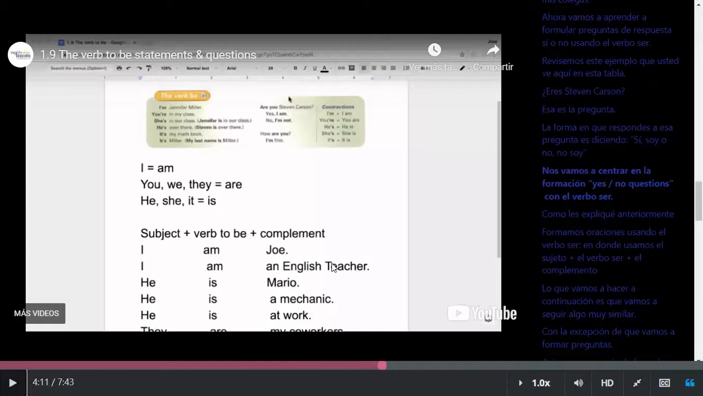Okay, are you, all right? Are you, for example, are you from El Salvador? Excuse me, guys, are you from El Salvador? Yes, I am. Yes, I am from El Salvador. All right.